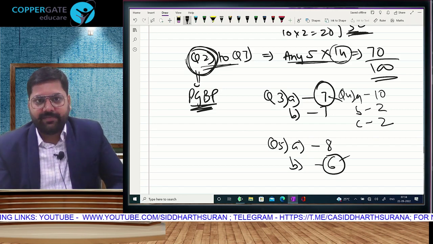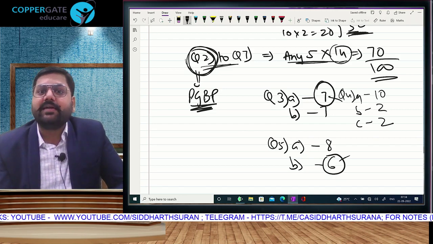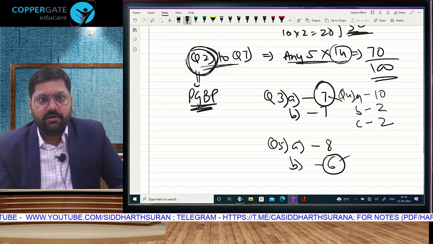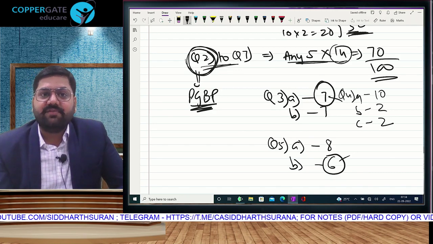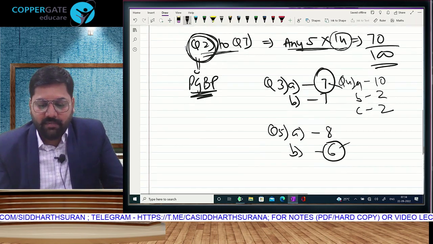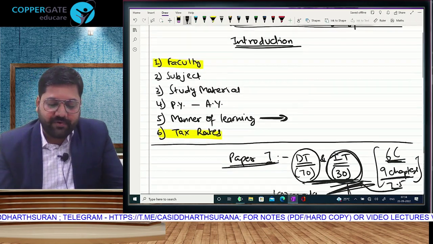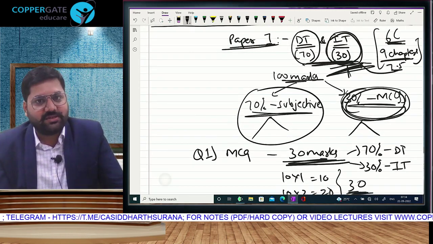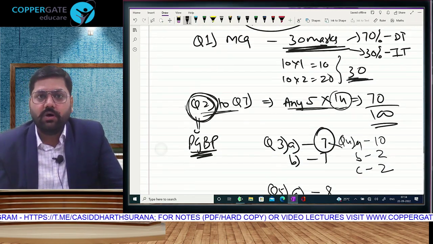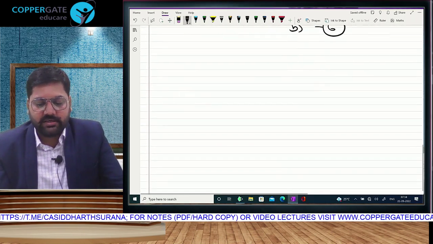If this is my paper pattern, this is the predictable nature of our paper, so we will develop a skill of what should be our target to score maximum marks. We are in point number 2 of our introduction. We are doing introduction of the subject. I told you how the subject is placed, and I told you how our paper pattern is placed.